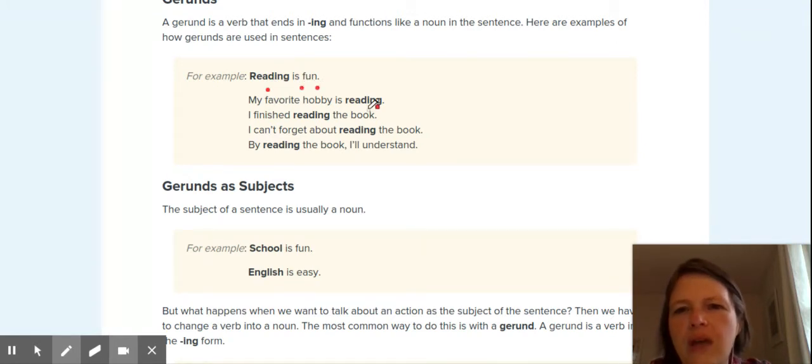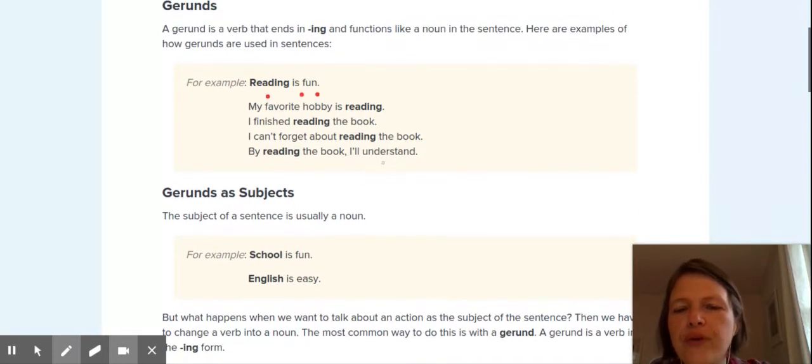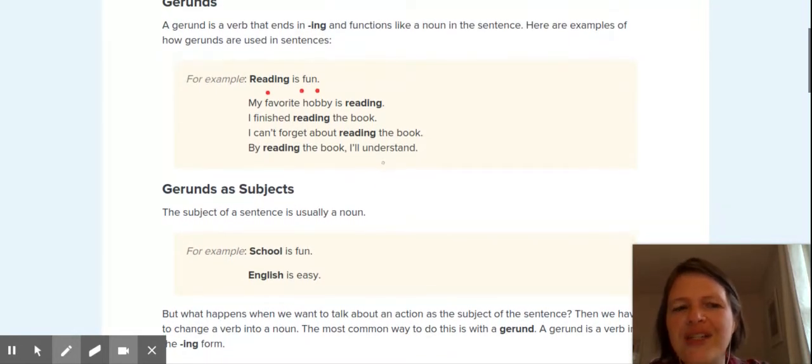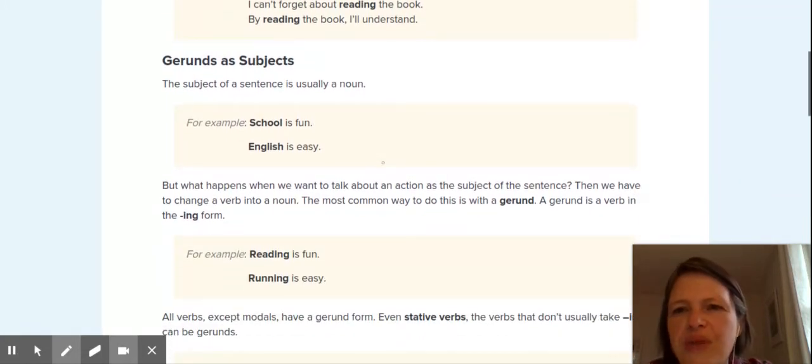And then, my favorite hobby is reading. I finished reading the book. I can't forget about reading the book. By reading the book, I'll understand. So those are all verbs, but they act like nouns in a sentence. Remember, verbs are the action part of the sentence, and nouns are the person, place, thing, or idea in the sentence.